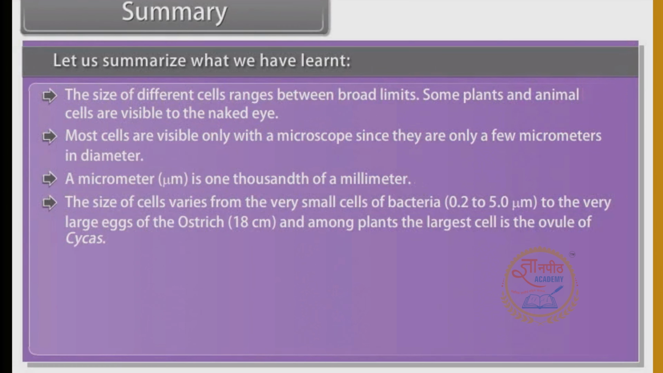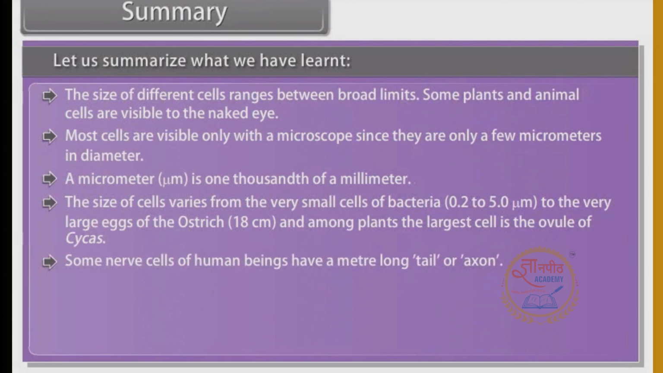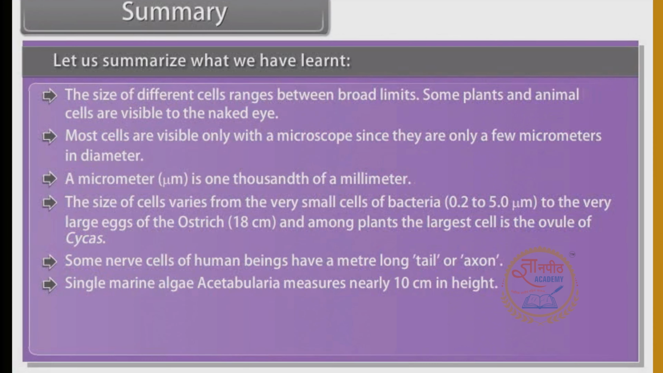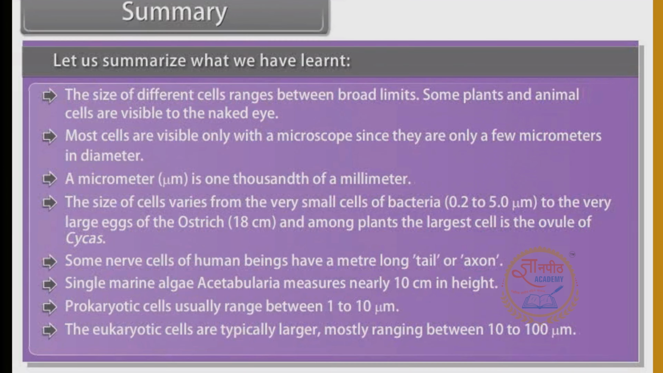to the very large eggs of the ostrich, 18 centimeter, and among plants, the largest cell is the ovule of cycas. Some nerve cells of human beings have a meter-long tail or axon. Single marine algae, Acetabularia, measures nearly 10 centimeter in height. Prokaryotic cells usually range between 1 to 10 micrometer. The eukaryotic cells are typically larger, mostly ranging between 10 to 100 micrometer.